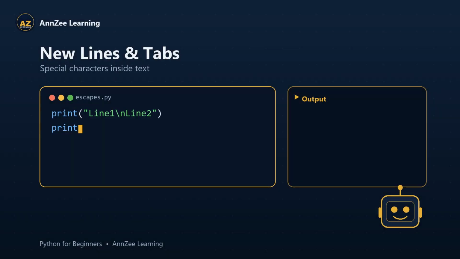Here's a neat trick. Inside your text, \n creates a new line, and \t adds a tab space. These are called escape characters, and they help you format your output nicely.